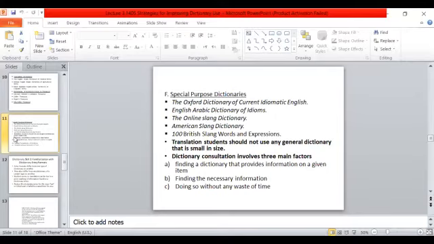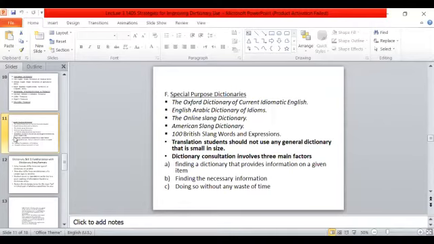Then we have a very important cautionary note. Translation students should not use any dictionary that is small in size. Dictionary consultation involves three main factors. Finding a dictionary that provides information on a given item. So if you are dealing with a specialized topic, such as medicine, you have to find Shihabi's dictionary in order to find the lexical item.